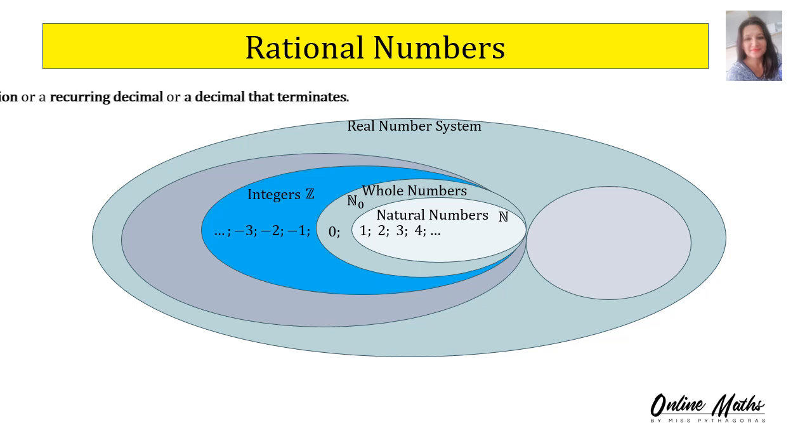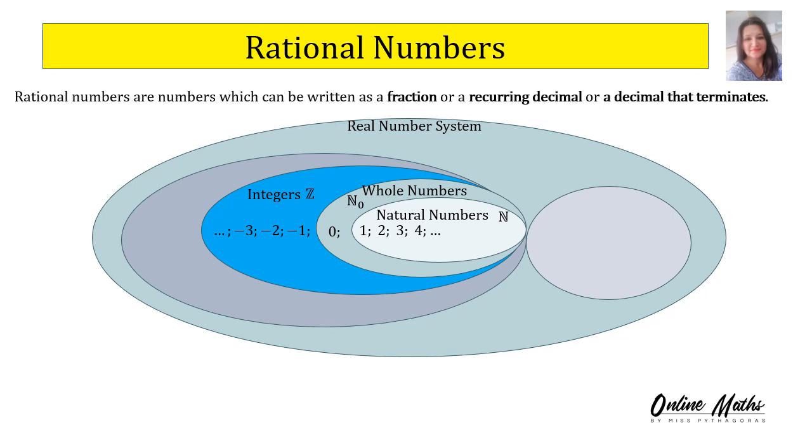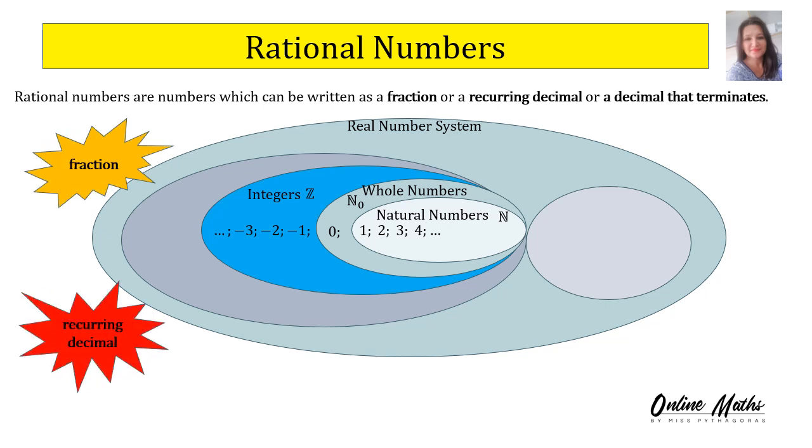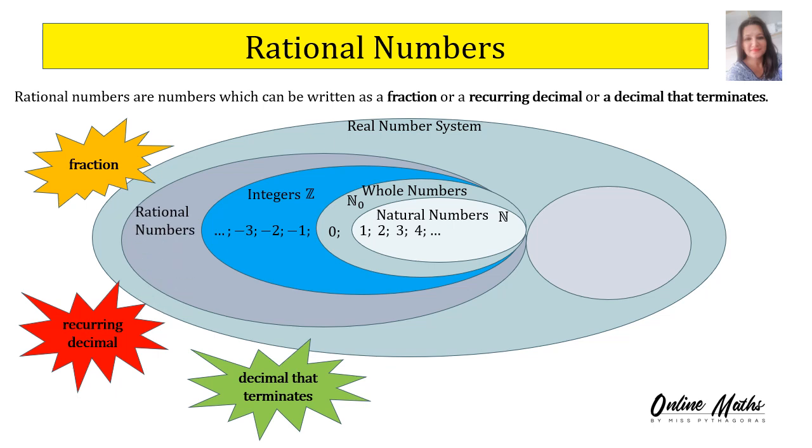Rational numbers. Rational numbers are numbers which can be written as a fraction, a recurring decimal, or a decimal that terminates. The symbol for rational numbers is a capital letter Q. And now you'll find examples. So there's 2 over 3, 0,3 recurring, or 0,75.